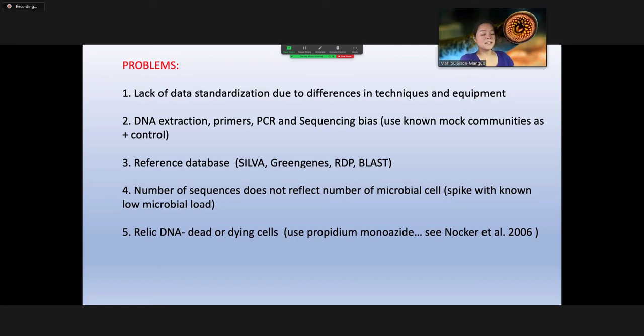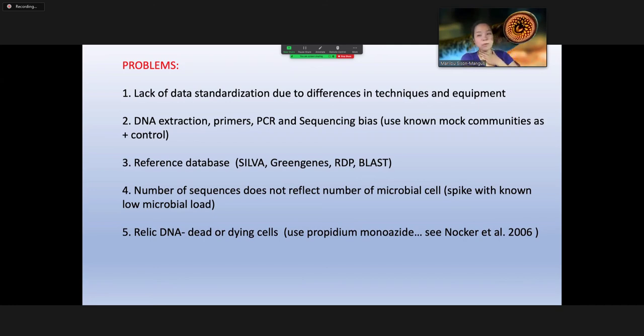Other things, reference databases. It also varies. Your microbiome profile can vary based on the database that you're using. So there are so far four known databases: Silva, Greengenes, RDP, and BLAST. Depending on which one you use, the taxa identification or annotation can vary. Luckily, nowadays they're trying to correct this by using two databases or training your sequences, so to speak, to correct this.